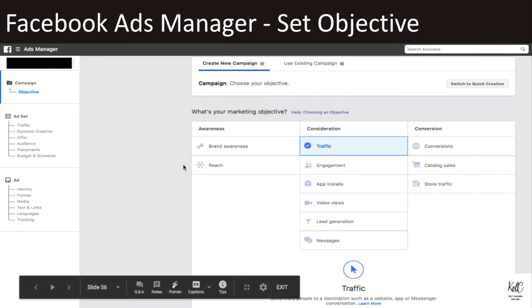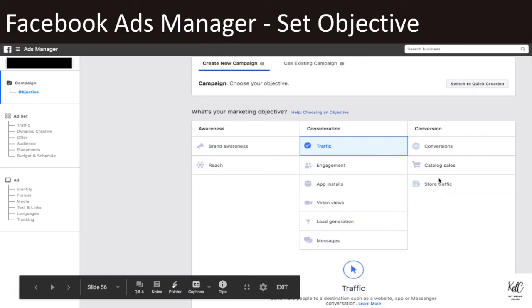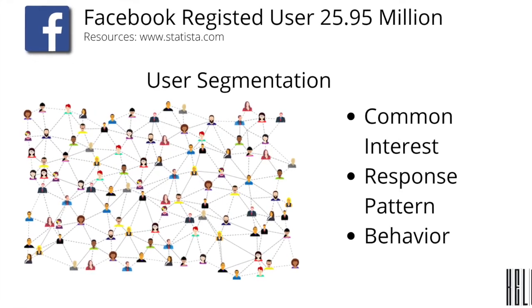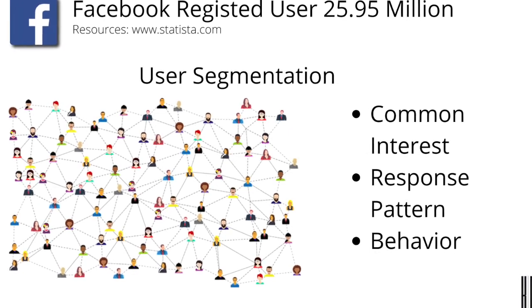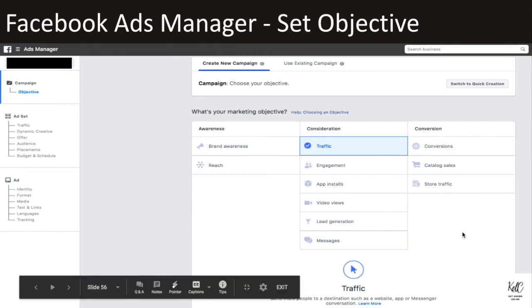So based on all these marketing objectives, it will determine the success rate of your campaign, because they represent different behaviors and different purchasing patterns through Facebook. So I hope that you all make a successful campaign.